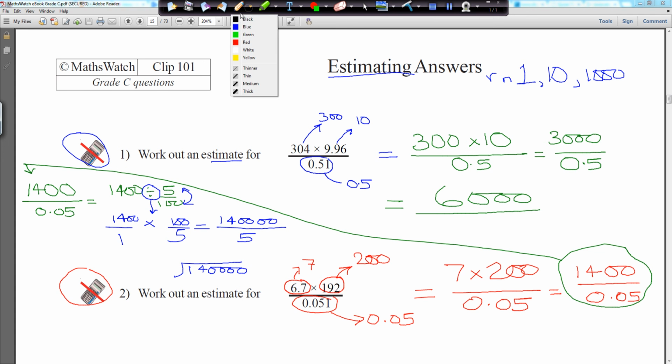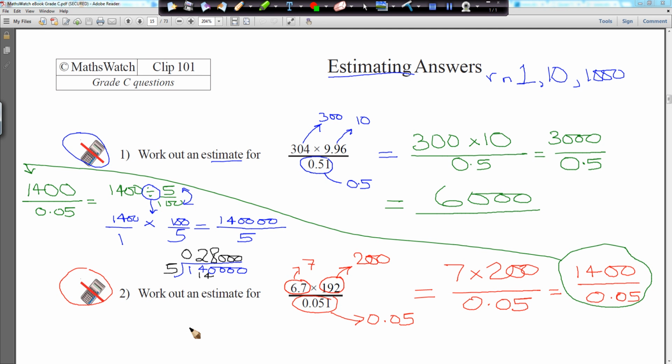Let's go for black now. So divided by 5. 1, 2, 3, 4. 1, 2, 3, 4. 5 into 1 is 0, remainder 1. 5 goes into 14 2 times, remainder 4. 5 goes into 40 8 times. And 5 goes into 0, 0, 0 times. So the answer becomes 28,000.